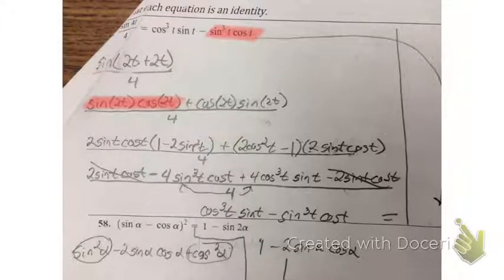Yeah. Okay. And then obviously I use this one to create my cosine cubed, which means I'm going to rewrite it as 2 times cosine squared t minus 1. All right, other questions?